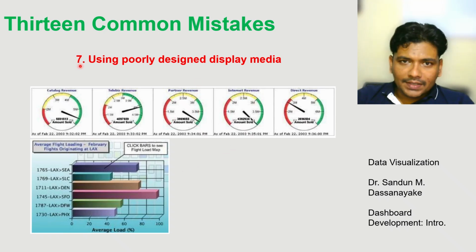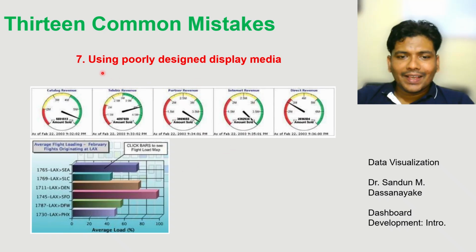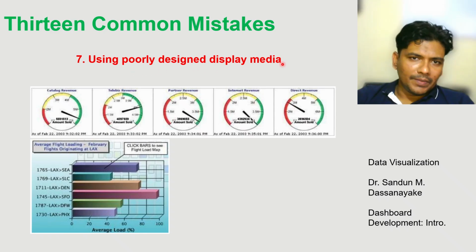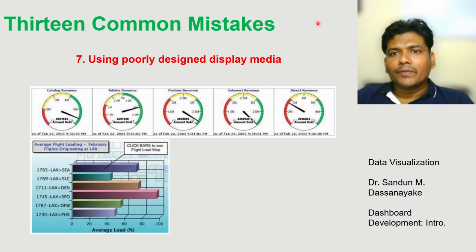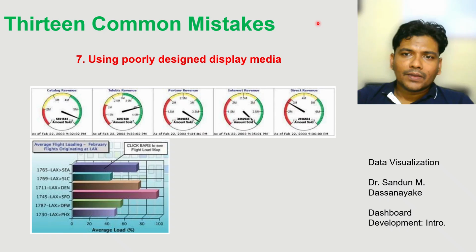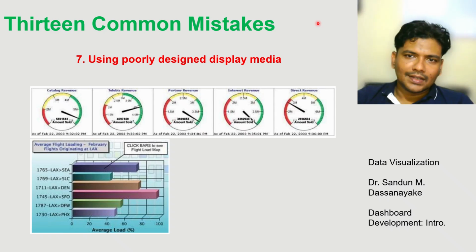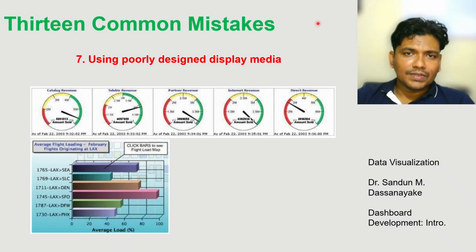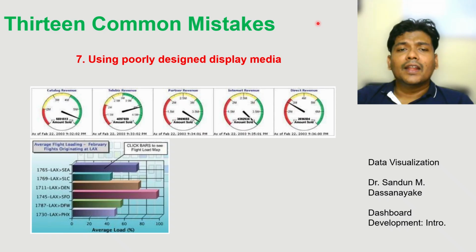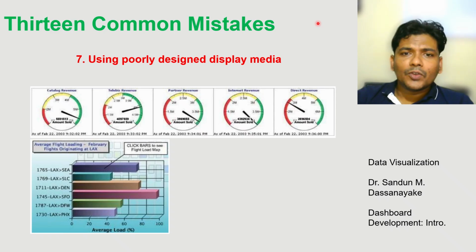The seventh mistake that I want to highlight is using poorly designed display media. Choosing the right way to present your data is about as important as this step. You also need to design each part of your graph so it communicates clearly and efficiently without any distractions. Many business graphs and dashboards and technical charts today are not well designed, mostly because few people have learned the basics of good graph design.